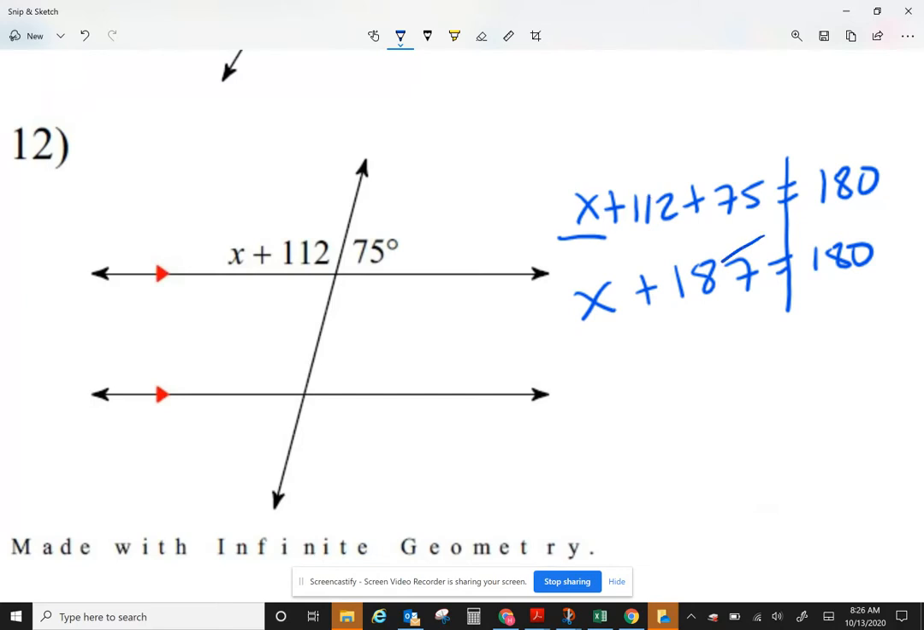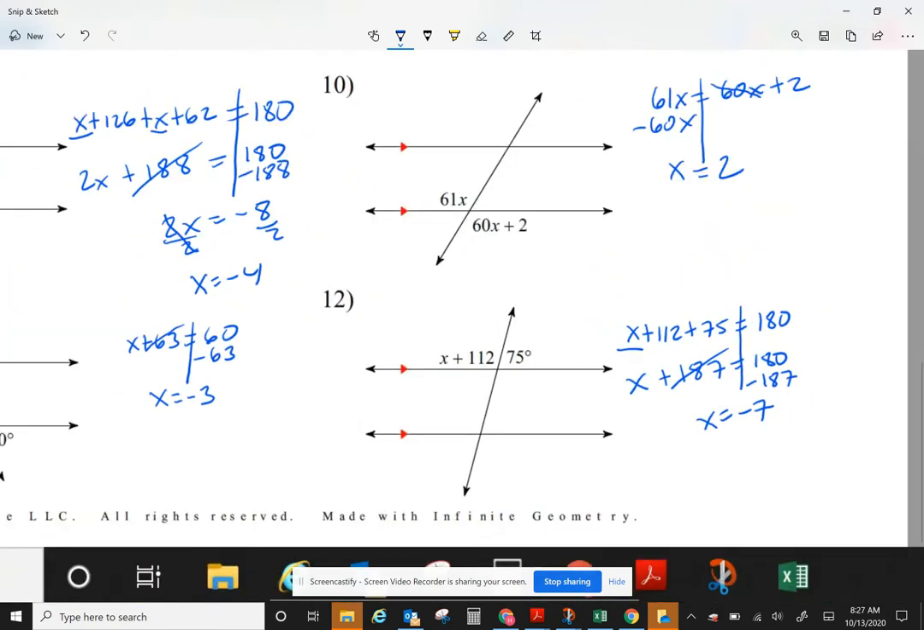The 187, let me move it over. Don't forget to switch the sign. Right, I switch the sign whenever I move something from one side of the equal sign to the other side. So in this case, I have x equals 180 minus 187 is equal to negative 7. So x equals negative 7.